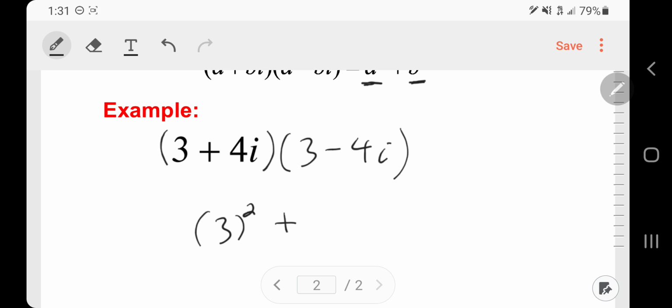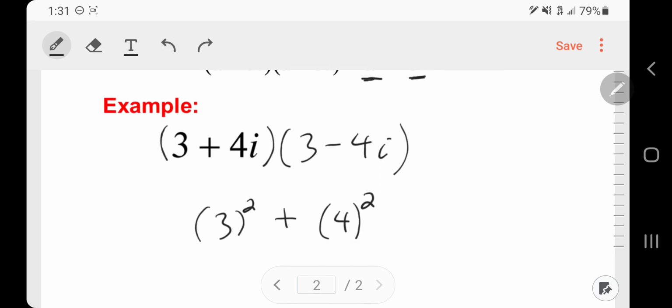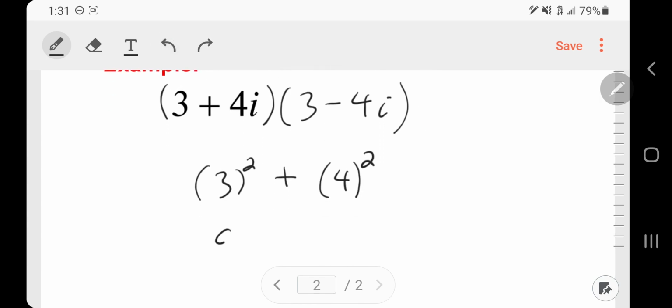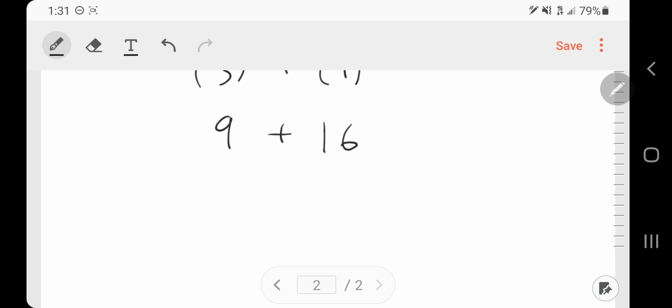Plus, okay, our b is just 4, not 4i, it's just 4 squared. Okay, you can see here the b is separate. There's no i in our final formula. Okay, so 3 squared is going to give us 9. 4 squared is going to give us 16. And our final answer here would be 25.